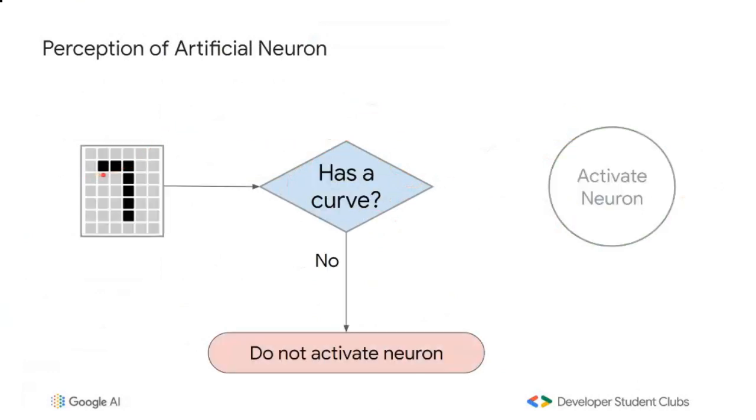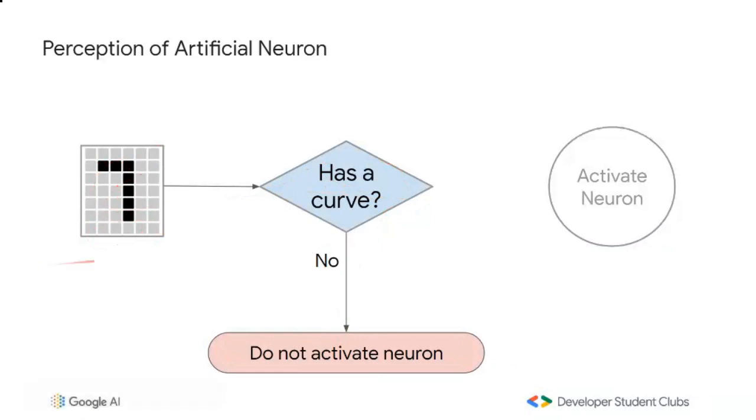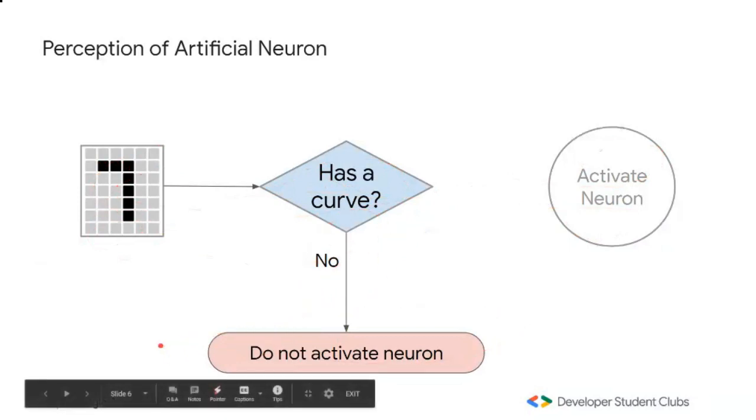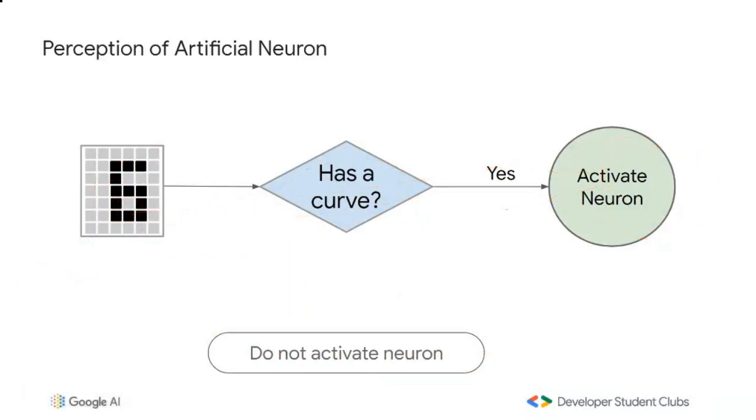So we got a handwritten image. This is another example. We got a handwritten image of number 7. So we see if it has a curve, like 6 has a curve, then we activate the neuron. If it does not have the curve, we do not activate the neuron. Okay. So here 6 has a curve, so we activate the neuron. So activation here simply means we are just giving the right output.